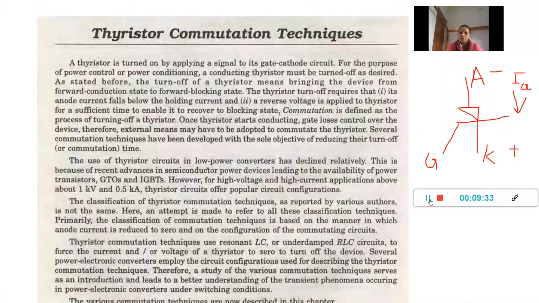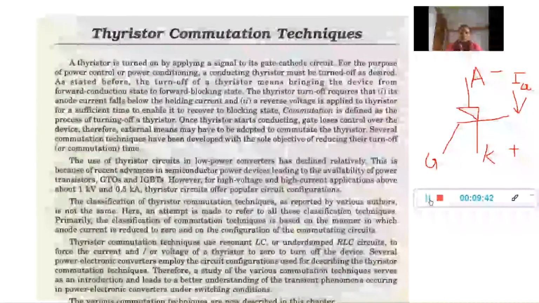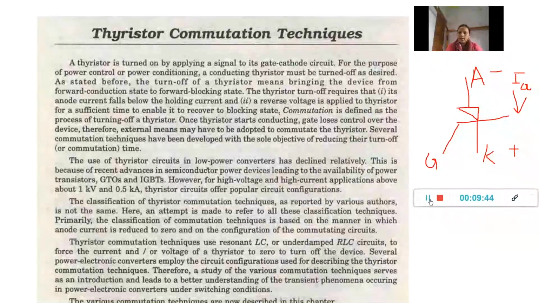So what are these resonant LC and underdamped RLC circuits? What is the use of these circuits? See, by using these resonant LC and underdamped RLC circuits, it can force the current and/or voltage of a thyristor to zero to turn off the device. Several power electronics converters employ the circuit configurations used for describing the thyristor commutation circuits.